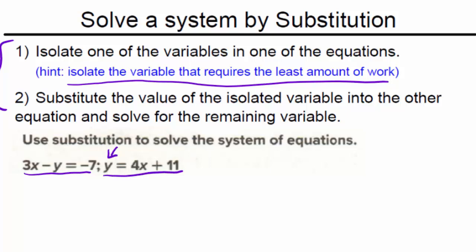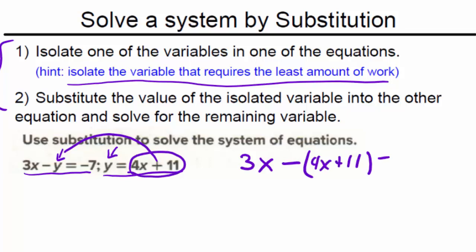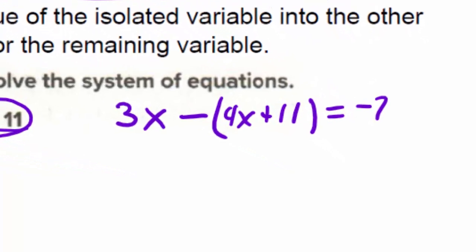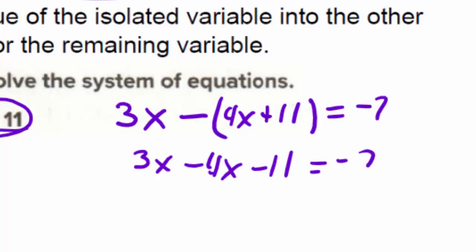So what that means is, in place of this y over here, I'm going to put the expression 4x plus 11. So 3x minus, don't forget to put your parentheses, and in place of that, I'm going to put what y is equal to, which is 4x plus 11. And it's going to equal the negative 7 that was still over there, so negative 7. And now we just solve for x. So the first thing we're going to do is distribute that negative, so that would give me a negative 4x and a negative 11 equal to negative 7.